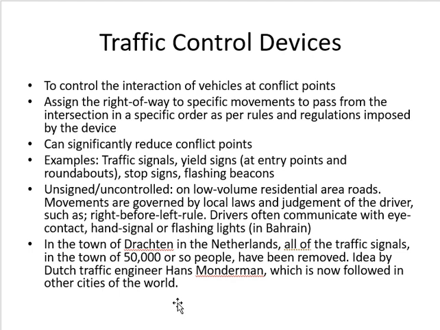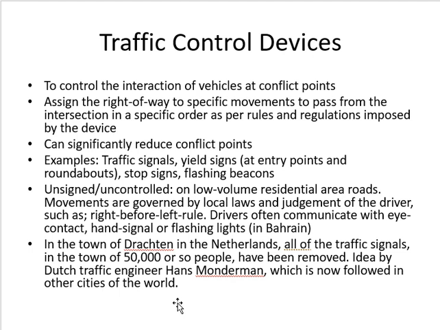For example, a control device can be a traffic signal, it can be a yield sign, okay, means a give way sign, it can be a stop sign, it can be a flashing beacon as well. So what is a flashing beacon? It's a signal which flashes, so it alerts the driver that you cannot go forward straight away, you have to go with caution. Okay, so it gives the other driver more time because this driver is taking care and so on and so forth.